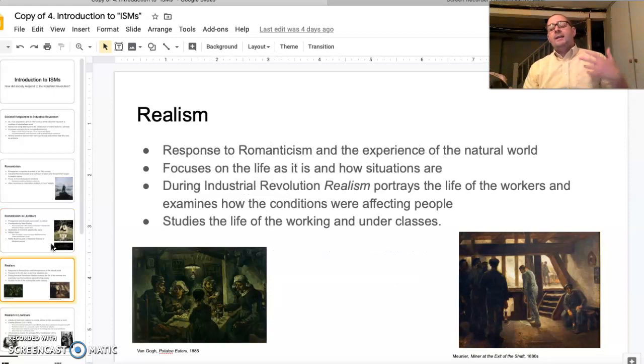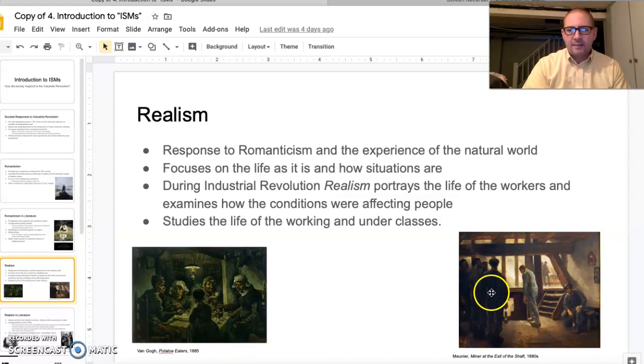In response to that, you have realism. Realism is not necessarily focusing on people's love or people's emotion. It's really looking at how are things going on for average people, right? It's more of an examination of what people are experiencing. So realism portrays the life of workers, the mundane. These are artistic styles, so you'll see them in both literature and in paintings.